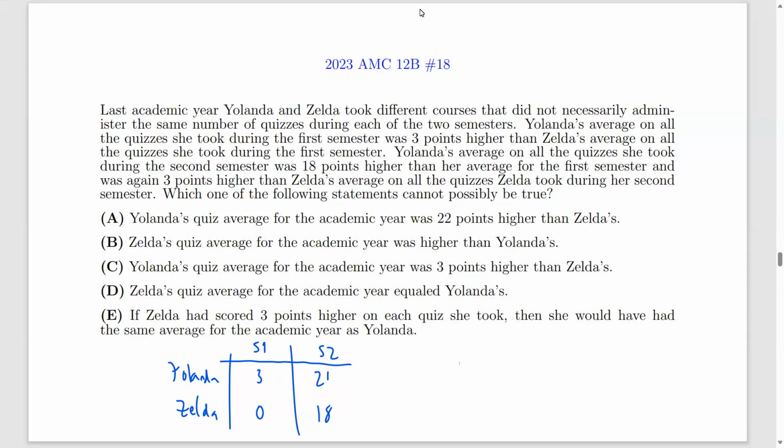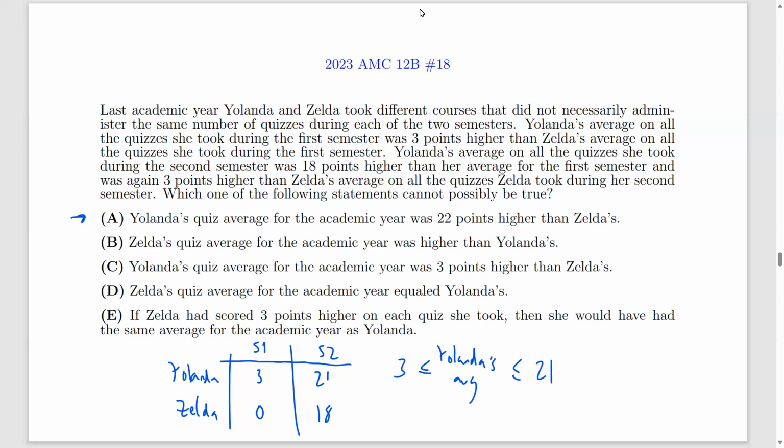Now, let's look at the answer choices, starting with choice A. Yolanda's quiz average for the academic year was 22 points higher than Zelda's. So while we don't know the number of quizzes in semester 1 and semester 2, we can still put lower and upper bounds on the averages for Yolanda and Zelda. Yolanda's average has to have been between 3 and 21.